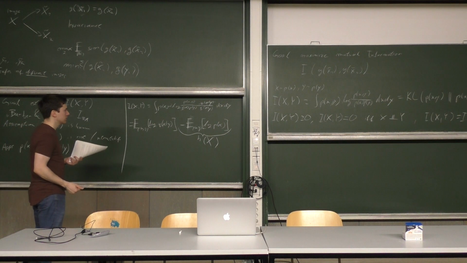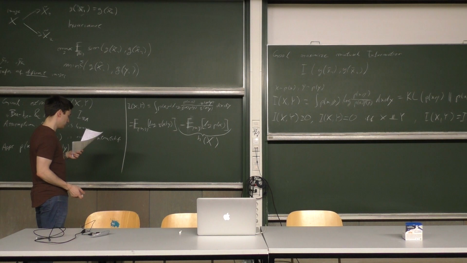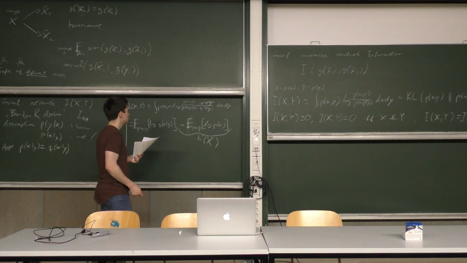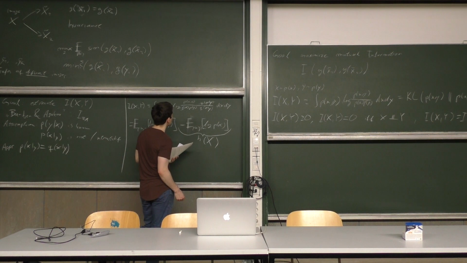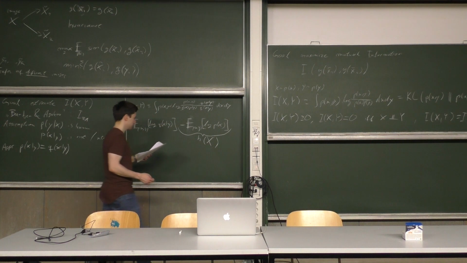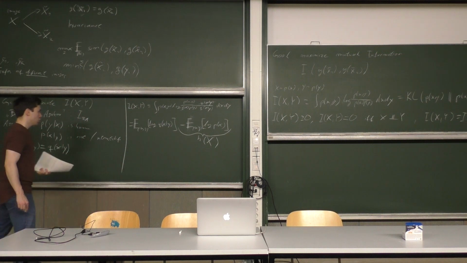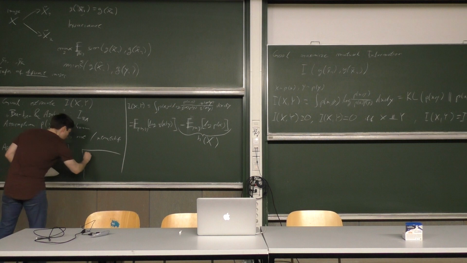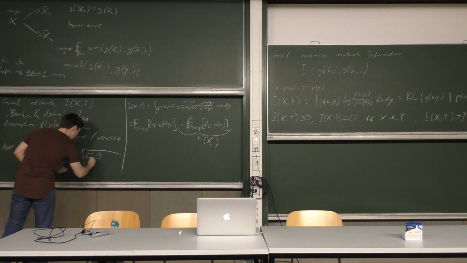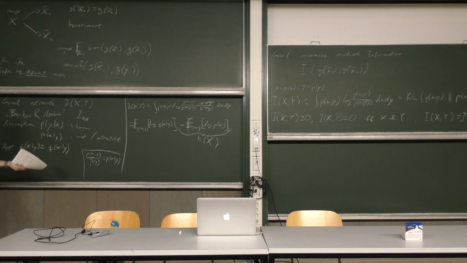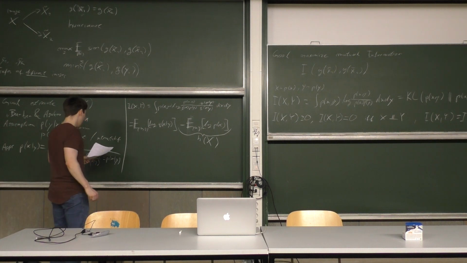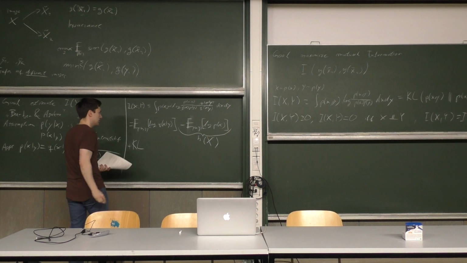Okay, what's left? Short side calculation: p of x and y divided by p of y, of course, is just p of x given y. This is just the definition of conditional probability, right?